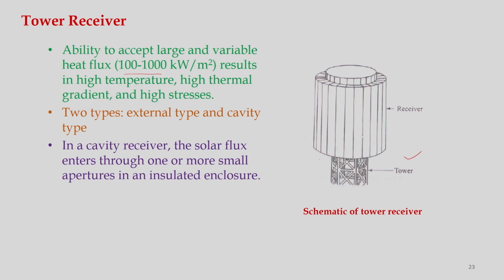In a cavity receiver, the solar flux enters through one or more small apertures in an insulated enclosure. So, we can have higher optical efficiency in this configuration. And of course, we can use different working fluids, not only molten salt and water, we can use air as well for this kind of arrangement.